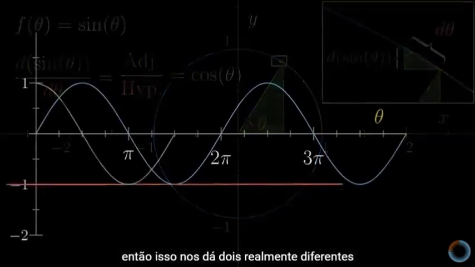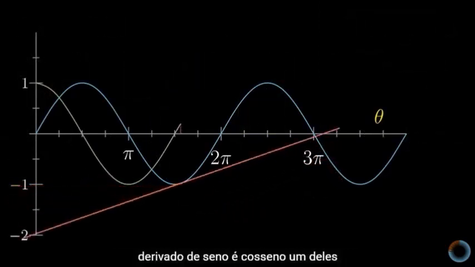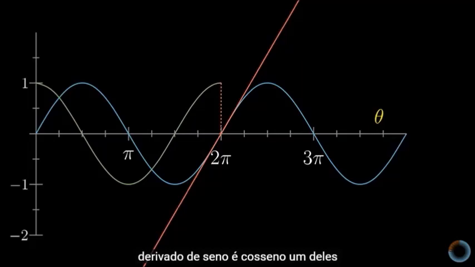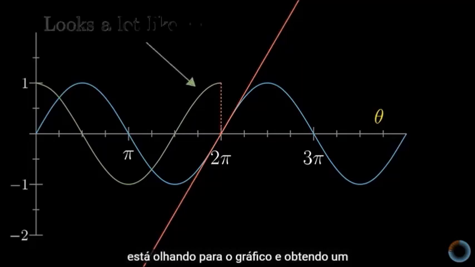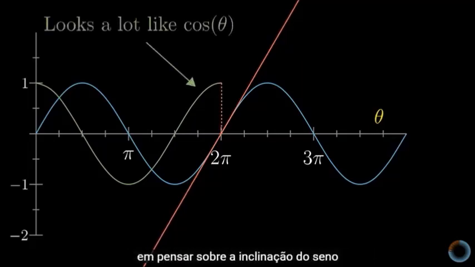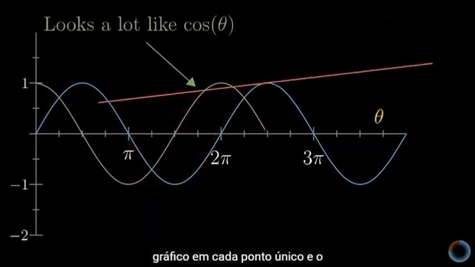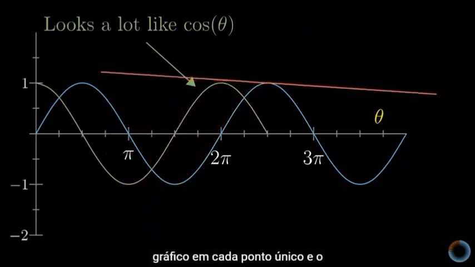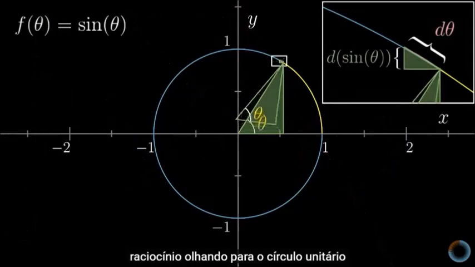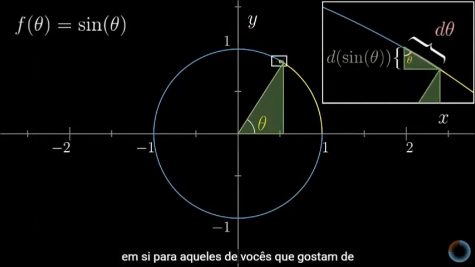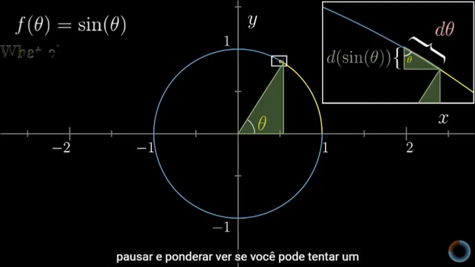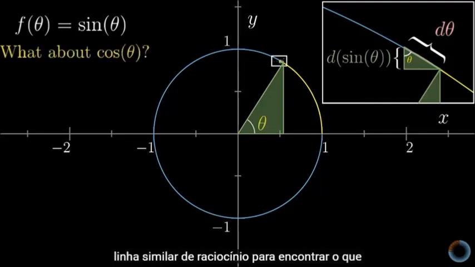So this gives us two different really nice ways of thinking about how the derivative of sine is cosine. One of them is looking at the graph and getting a loose feel for the shape of things based on thinking about the slope of the sine graph at every single point. And the other is a more precise line of reasoning, looking at the unit circle itself. For those of you that like to pause and ponder, see if you can try a similar line of reasoning to find what the derivative of the cosine of theta should be.